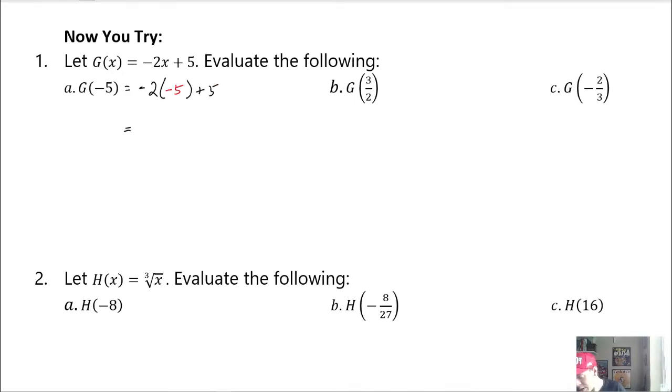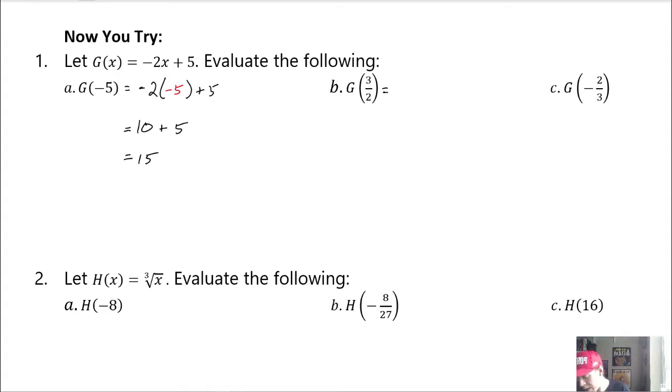We'll do negative 2 times negative 5 is 10, plus 5, and so that equals 15. So if we input negative 5 into the function g, we'll get out the number 15. So g of negative 5 is the output, and it equals 15 when negative 5 is the input.